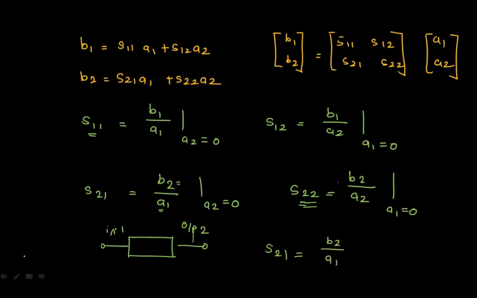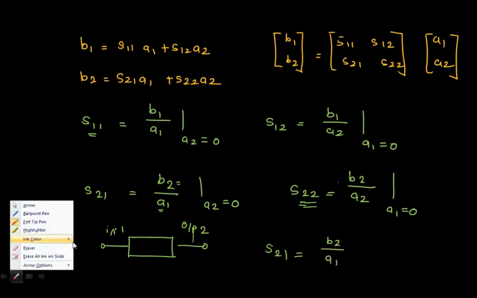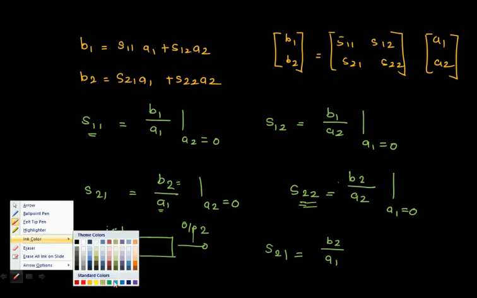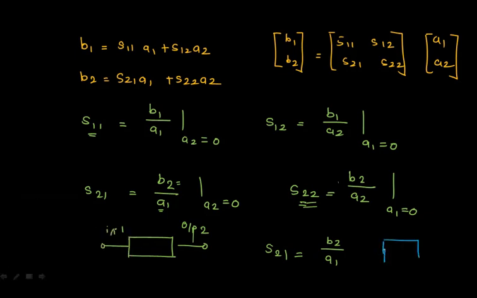When you reverse the direction of this particular two port device, if you are giving input to port number 2 and checking the output at port number 1, it gives you the ratio of B1 by A2. So you are giving input to port 2, A2, and checking B1, so it gives you the S12 coefficient. So this is the very easiest method to find out the scattering coefficients or scattering parameters.